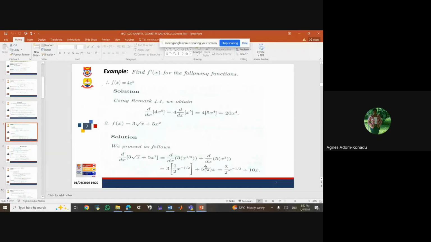then I differentiate this. I bring the constant out, then I want to differentiate x squared. The differential of x squared is 2 times x to the power 2 minus 1, which is 1. So that's what I have. So this 3 times half is the same as 3 over 2. Then I have x to the power minus 1 over 2 plus, then 5 times 2 is 10. I have the 10x. Are you okay?